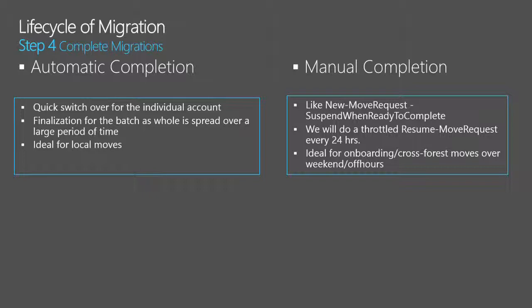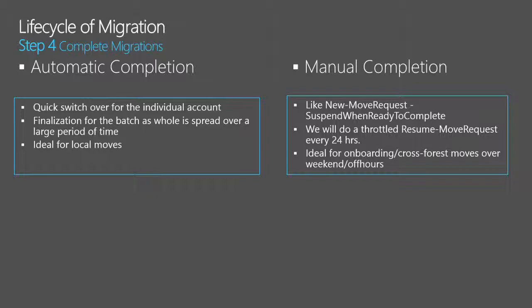In finalization, what happens is completion. We lock the source mailbox, and then do another delta sync, and then switch the users over. So we convert the mailbox on the on-premise to an MEU, and switch the user over. And this is a critical phase, because this is where end users don't have access to their mailbox. So we want to minimize end users' impact. So my recommendation is to always use manual completion for onboarding.